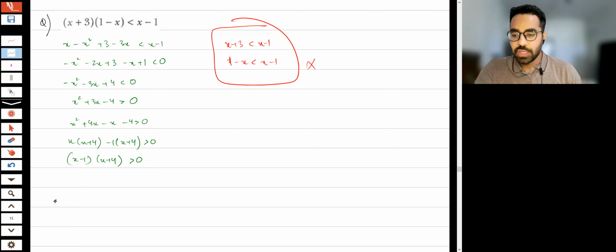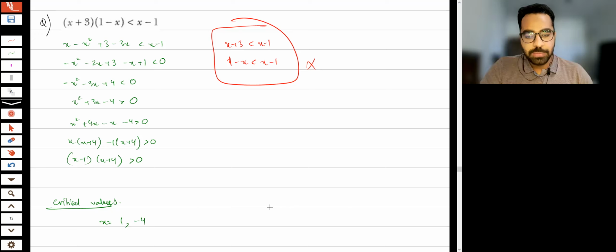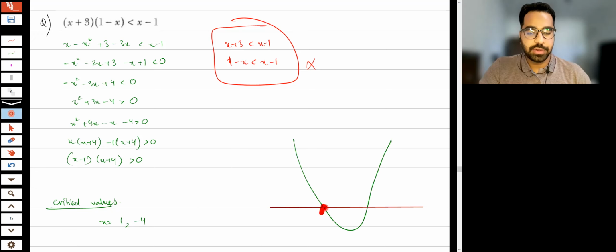Now you need to find your critical values. Your critical values would be what? 1 and minus 4. So I'll write the critical values as 1 and minus 4. I'm going to do the same thing, make a curve that passes through the number line at 2 points, okay, and mention the critical values over here. Minus 4 would come over here, and 1 would come over here.